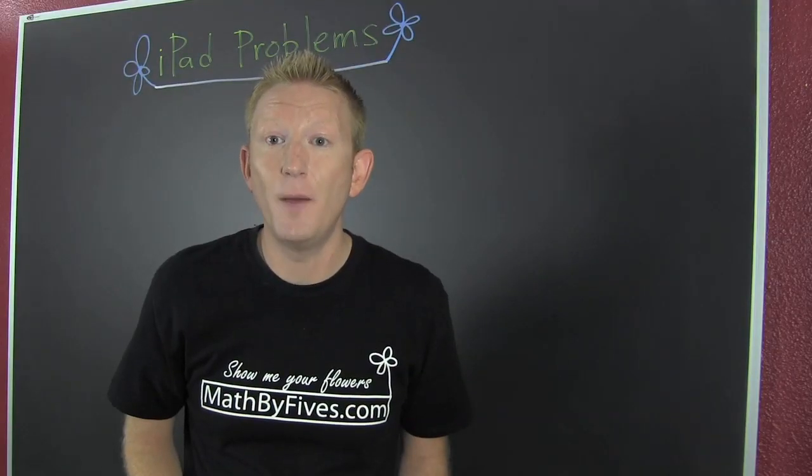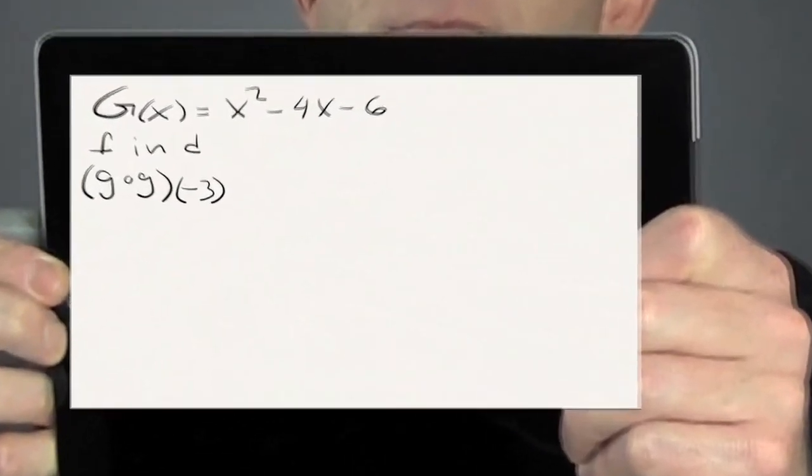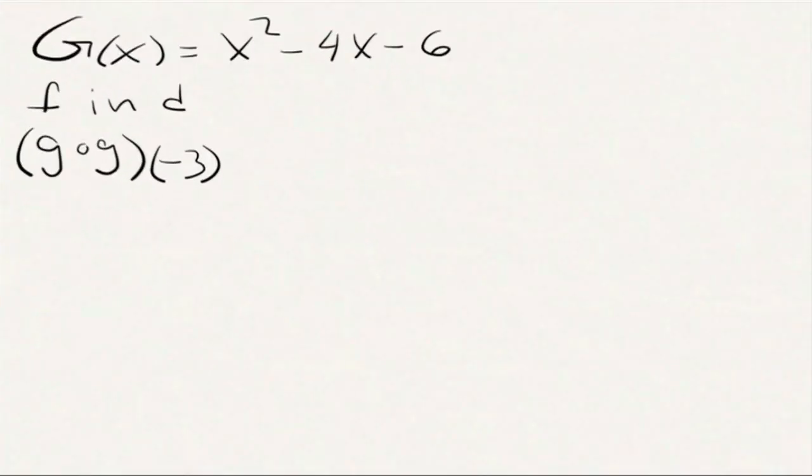We're evaluating the composition of functions. Here's our example. The next one is an iterative process.